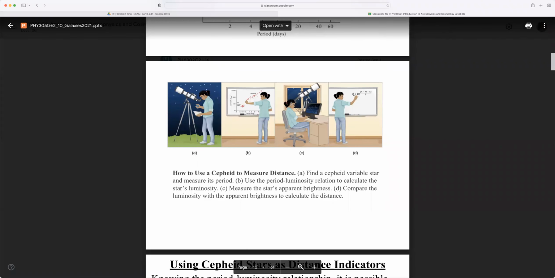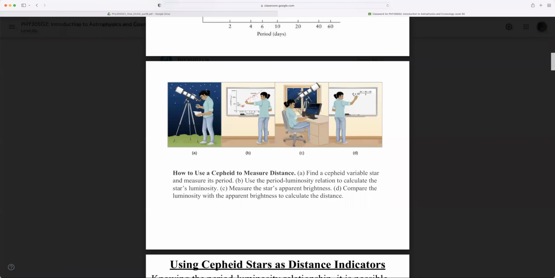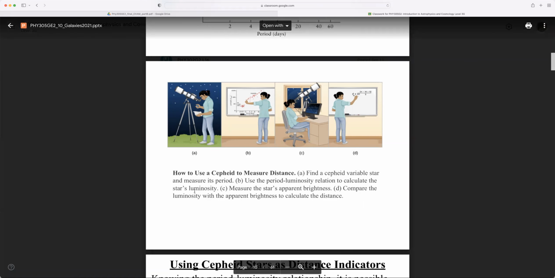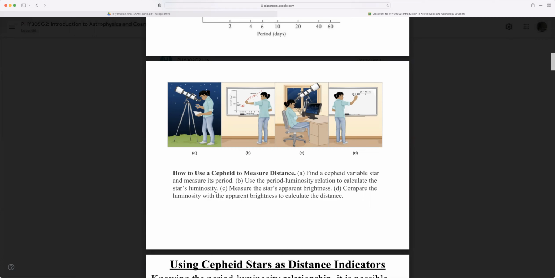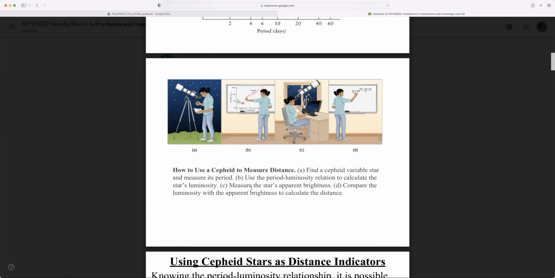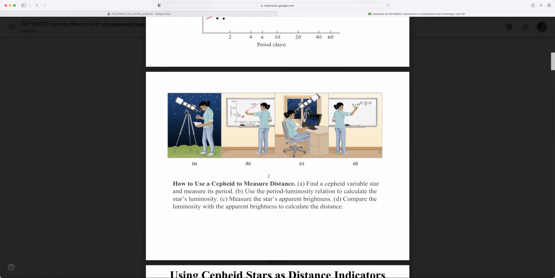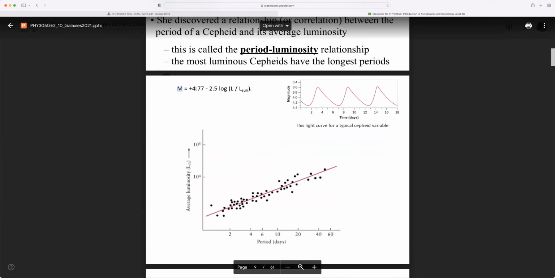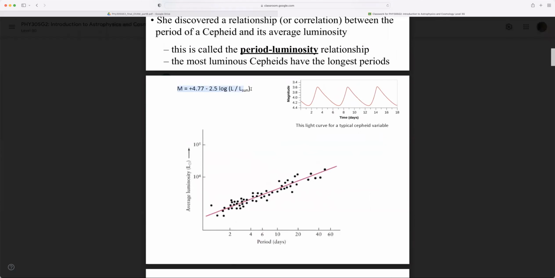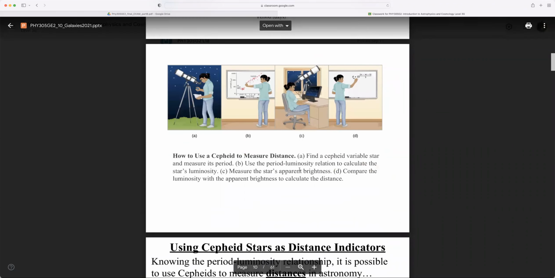So it's the same thing, because the period luminosity relationship comes from the Cepheid variable stars. You find the Cepheid variable star, measure its period, and then use the period luminosity relationship to calculate the luminosity of that particular star. And then you have to measure the apparent brightness of the star and compare the luminosity with the apparent brightness. Now, you may also use this particular equation along with the period luminosity relationship, but then you have to remember this extra equation, right? You don't have to do that if you go in this way.